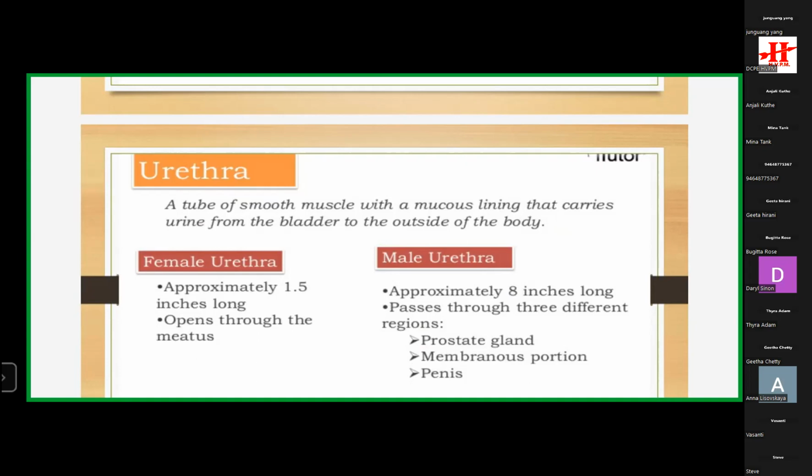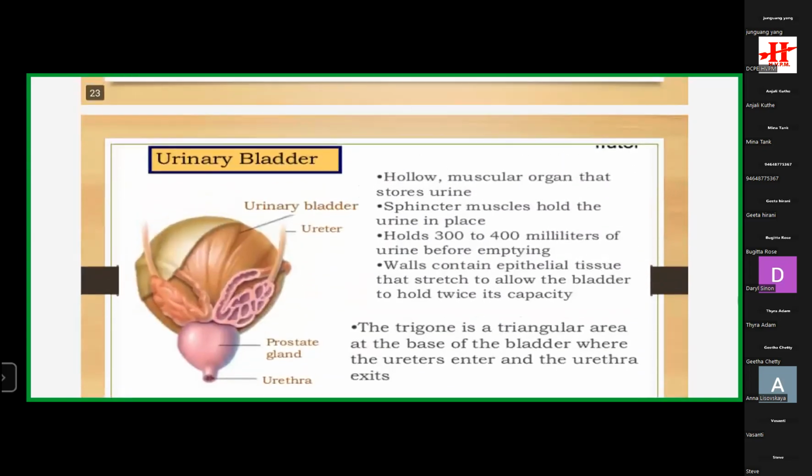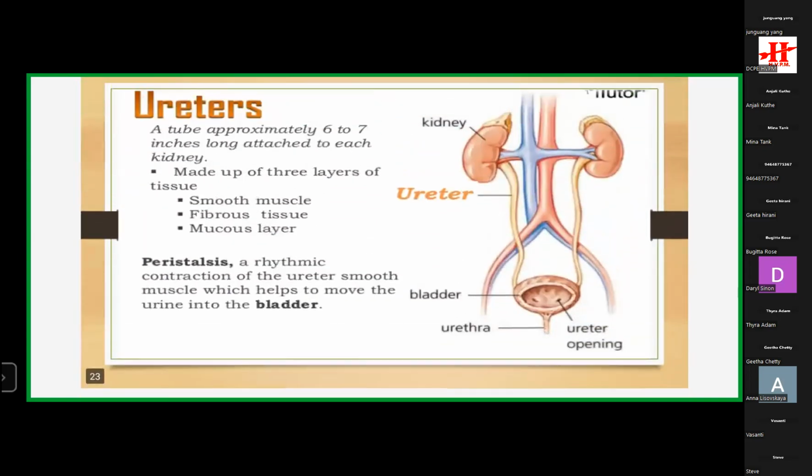There is some difference between the female and male urethra. So this is all about the urinary system. There is certain difference in the length, and one important feature in the male urethra is the presence of the prostate glands. This is all about the urinary system.